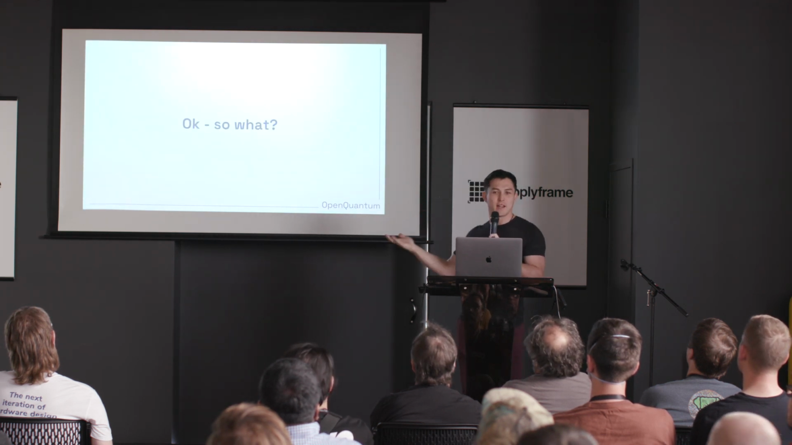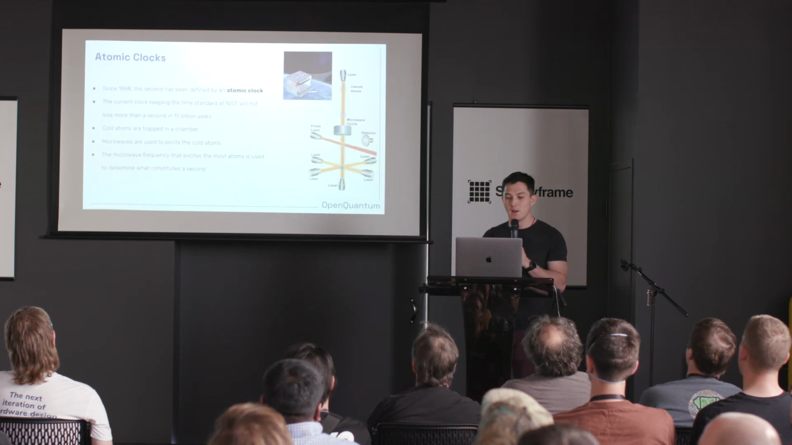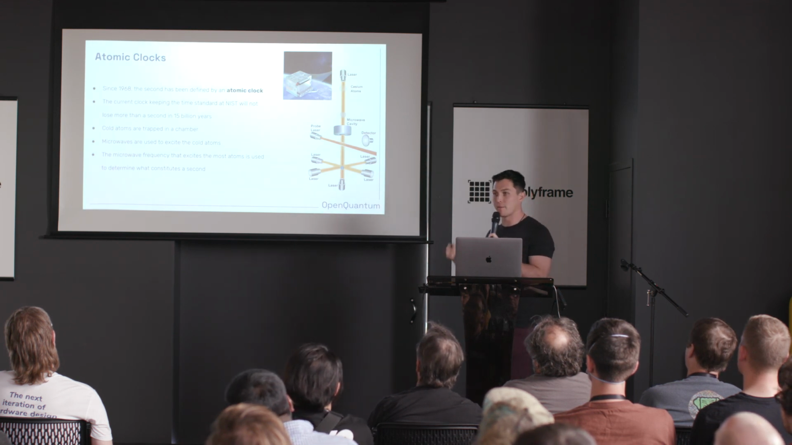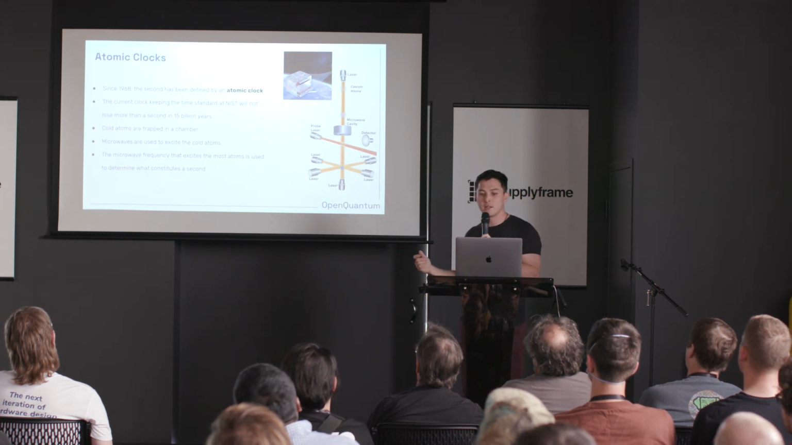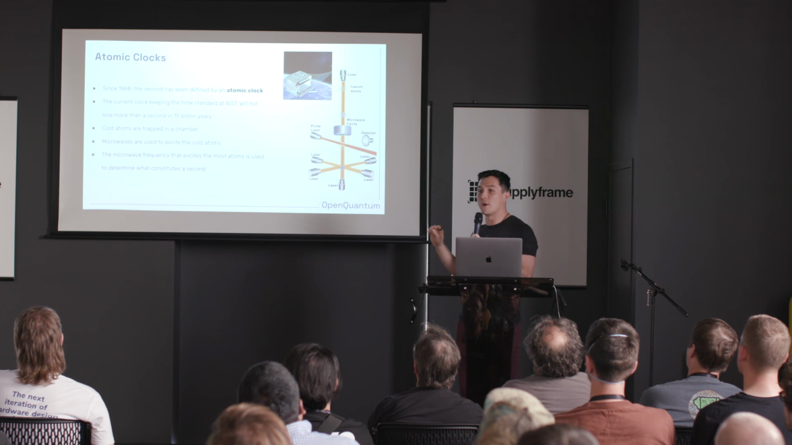But so what? This is a science experiment. How do we leverage this as makers and engineers? One of the first applications of atomic physics was atomic clocks. If any of you have worked in aerospace, almost every satellite has an atomic clock on board because they are far and above the most precise way to keep time.